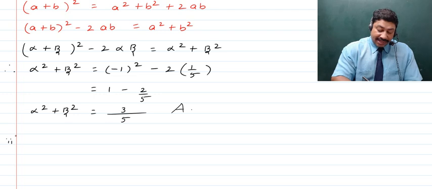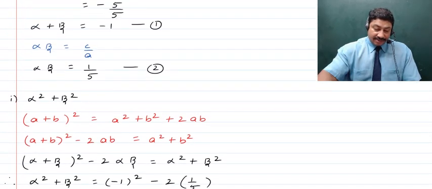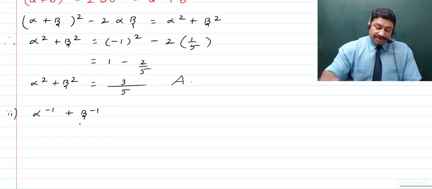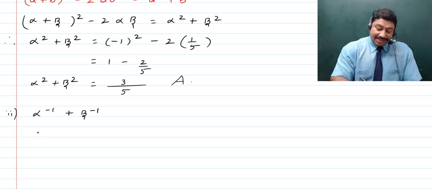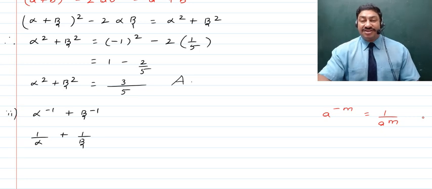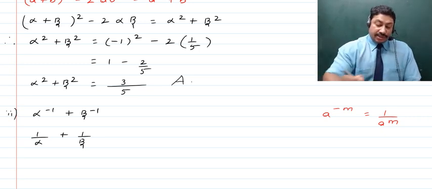Now we talk about the second part, where we require the value of alpha raised to the power minus 1 plus beta raised to the power minus 1. Okay, so next, children, what we do is we write this as 1 upon alpha plus 1 upon beta. Remember, children, that if we talk about some number a which is raised to the power minus m, then that can be written as 1 upon a raised to the power m. This you've learned in indices, or exponents.